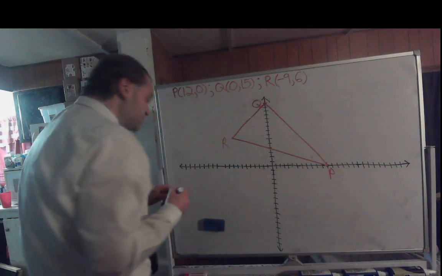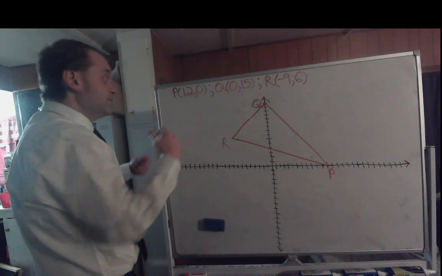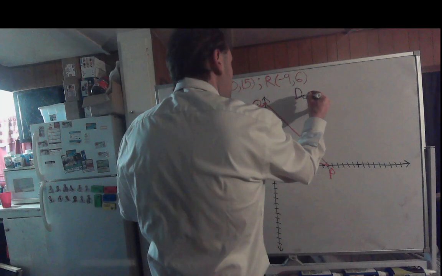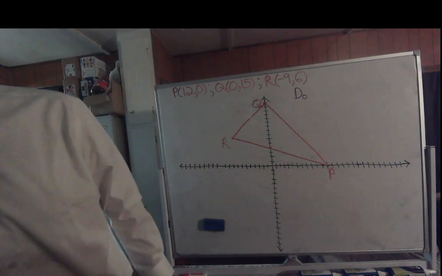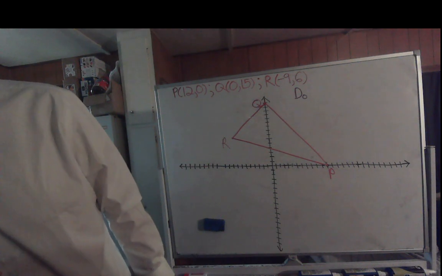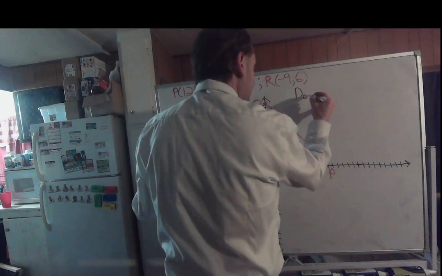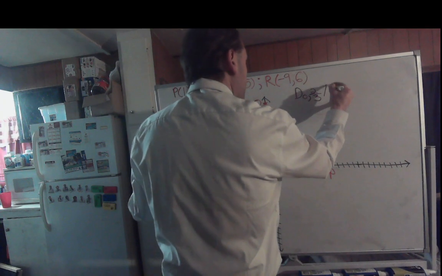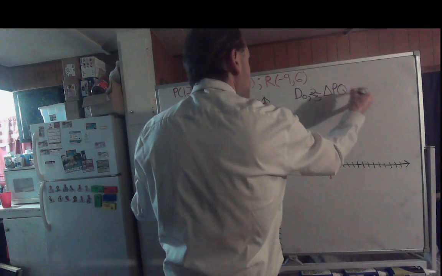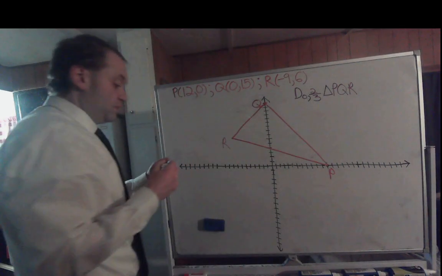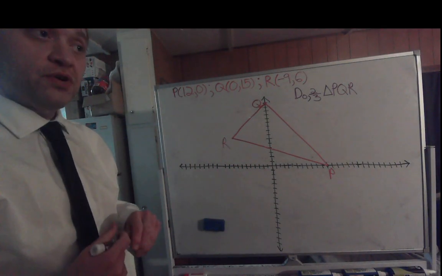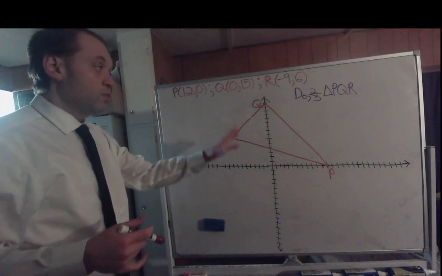So let's see what they give us for dilation this time. They give us that the dilation through the origin, through the center of the origin, is a scale factor of 2/3 for triangle PQR. So we are going to dilate triangle PQR by a scale factor of 2/3. So that means we take every coordinate and we multiply it by that scale factor of 2/3.